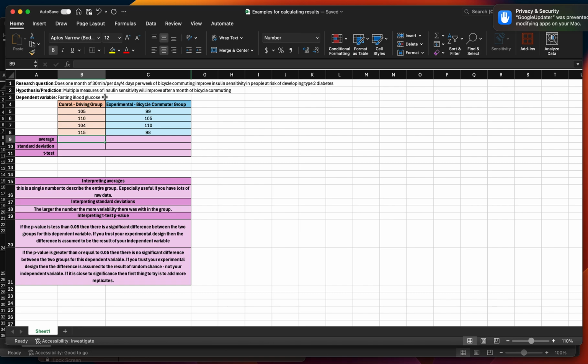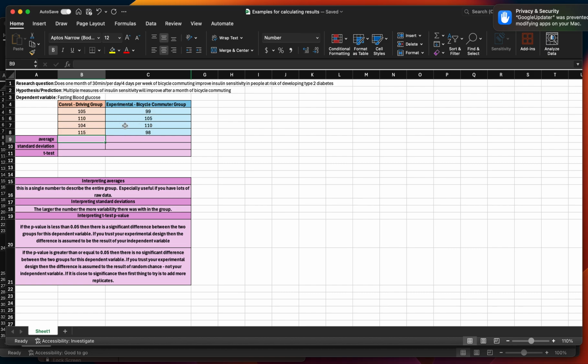So we've got our control group. They were driving, and I recruited 4 people, and this is their fasting blood glucose after that month. And I recruited 4 other people, and I put them in the bicycle group. They did their bicycle commuting according to the 30 minutes per day, 4 days per week, and this is their fasting blood glucose. At first look, blue does look a little lower.